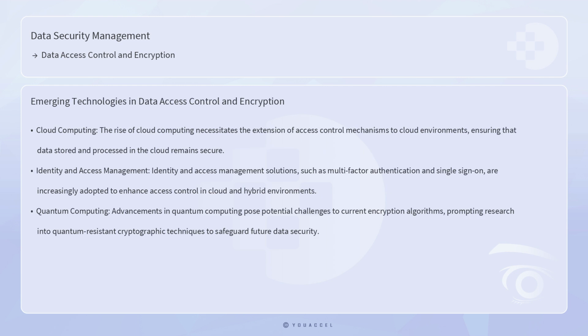Emerging technologies and trends continue to shape the landscape of data access control and encryption. The rise of cloud computing, for instance, necessitates the extension of access control mechanisms to cloud environments, ensuring that data stored and processed in the cloud remains secure. Identity and access management solutions, such as multi-factor authentication and single sign-on, are increasingly adopted to enhance access control in cloud and hybrid environments. Additionally, advancements in quantum computing pose potential challenges to current encryption algorithms, prompting research into quantum-resistant cryptographic techniques to safeguard future data security.